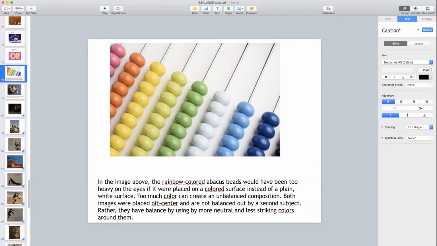Rather, they have balanced by using more neutral and less striking color around them. If you look carefully at this particular photograph, every color is distinguished from the second, but they fall in the same category of pastel except the blue color. And blue was also a darker shade of blue, so that this will become distinguished from the rest, but it doesn't look odd.